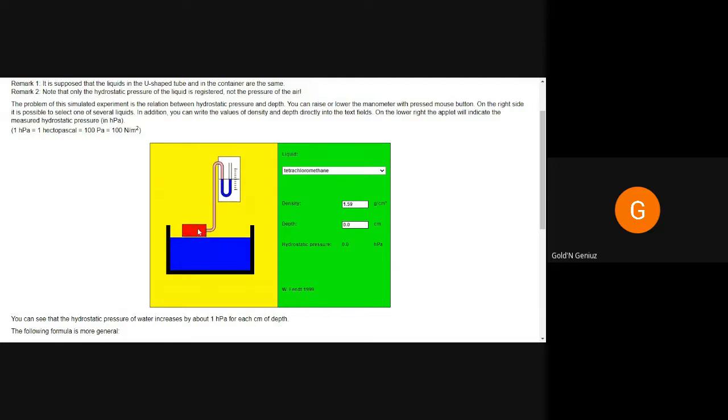Basically, you're moving this, you're increasing the depth as you're seeing here. All right. So instead of just moving it and recording, you can input directly into here whatever value that you want, and you will see the hydrostatic pressure recorded down here, and this pressure right here that is recorded, that's where you put in the pressure.